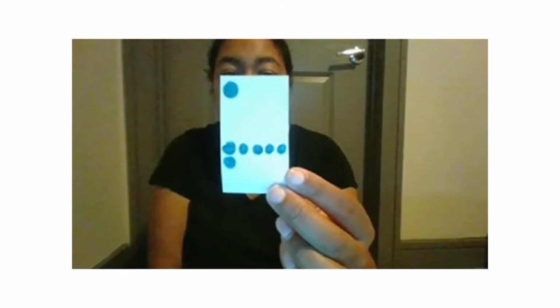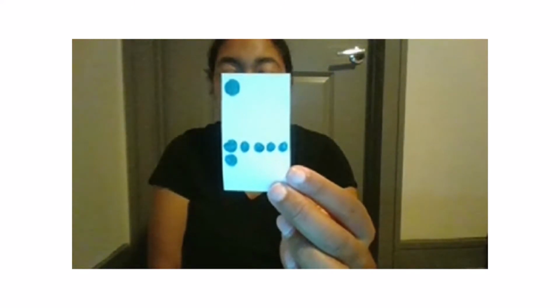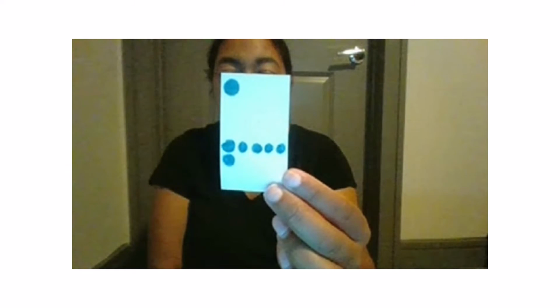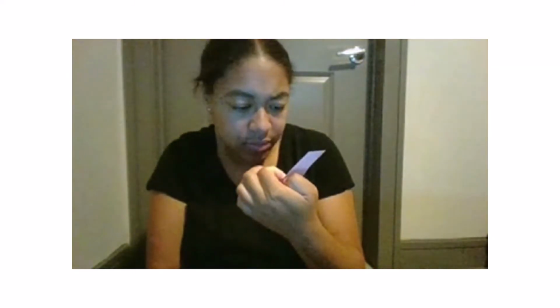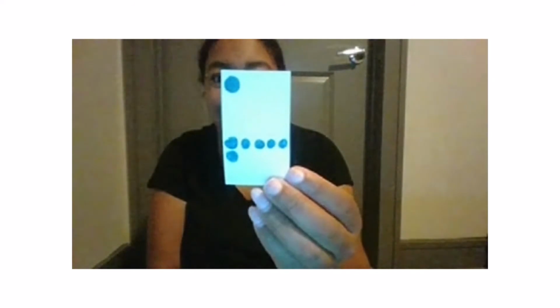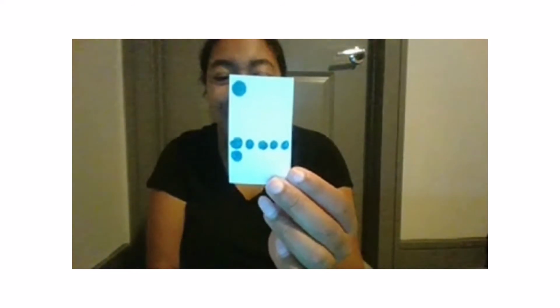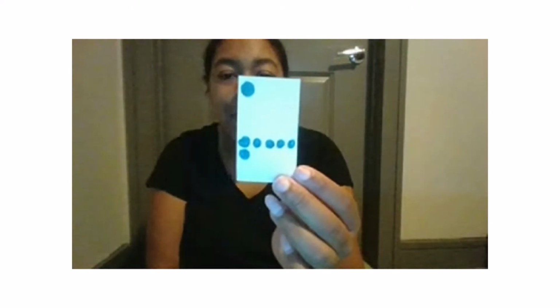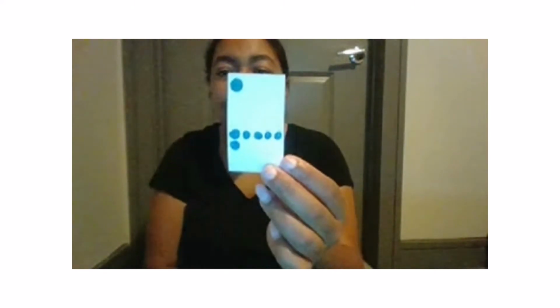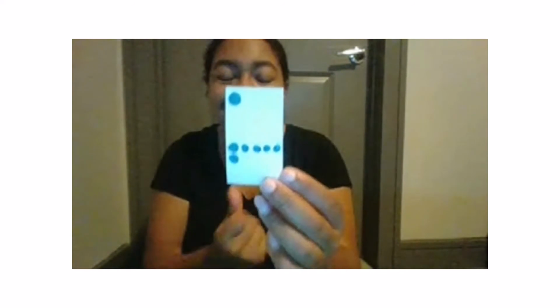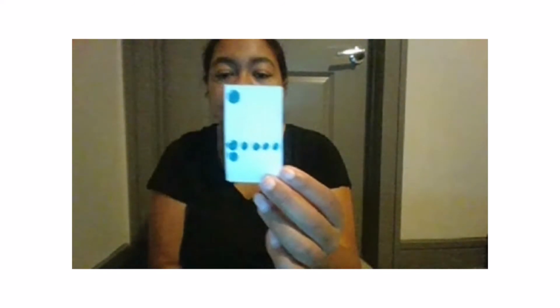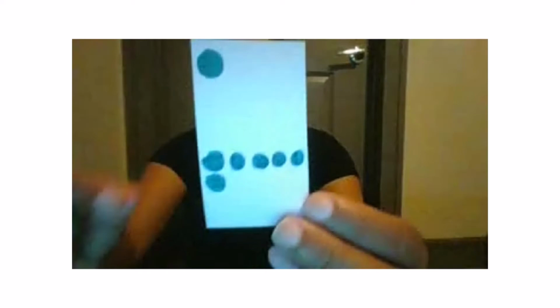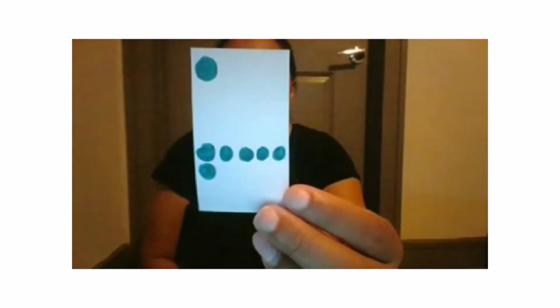How many do you see? Oh, okay, I did it right. No, I didn't. Oh, no. I should have added one more on here. I'm so sorry. But anyways, it's okay. How many do you see? 7. Great job. How many are on top? 1. How many are on bottom? 6. Great job.